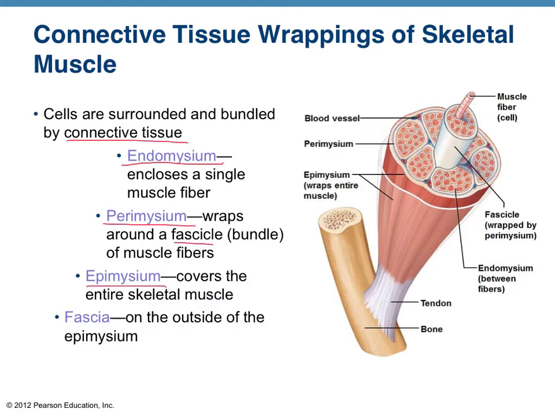What makes these connective tissues really strong is that they are all continuous, and they all end up being a part of a tendon, which is continuous with, remember, the dense connective tissue that makes up the covering of a bone. So this muscle tissue covering actually is continuous with the periosteum of bone tissue. Makes for a very strong junction between muscle and bone.